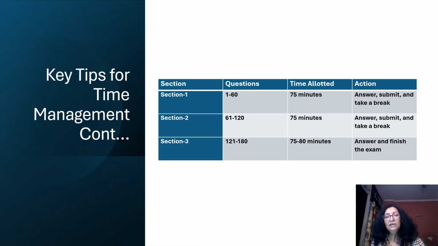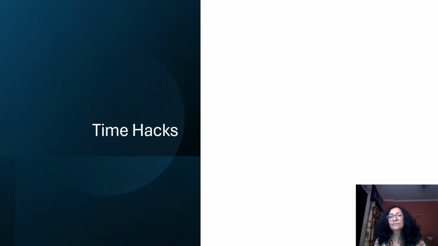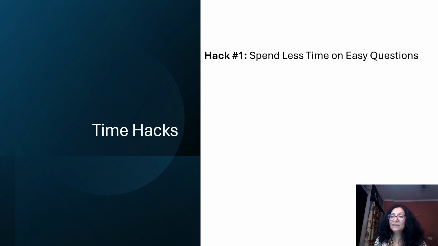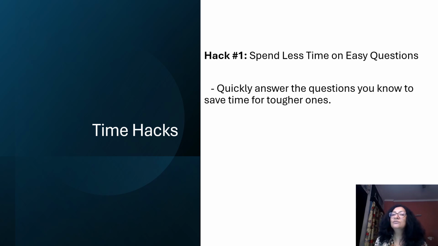And then the sections, which we have already discussed, but I'm writing again just as a reminder: there are 3 sections, and there would be 75 minutes, 75 minutes, and 80 minutes for the last one. For the first 2 sections, you answer, you submit, and you can take a break. But for the end one, section 3, you answer it, finish the exam and move ahead. And now let's discuss the time hacks. Spend less time on easy questions. Quickly answer the questions you know to save time for tougher ones. We discussed this.